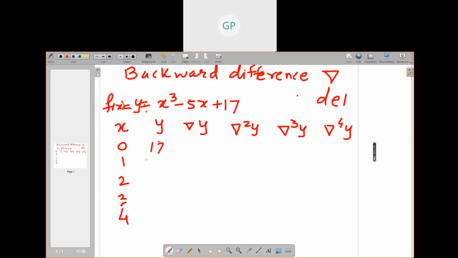Tell me for 1. For x equal to 1, what is the answer? 13. 1 cube is 1, plus 17 is 18, minus 5 is 13. Next, 2 cube is 8. 8 plus 17, 25, minus 10 is 15. Right? You have to tell me fast.